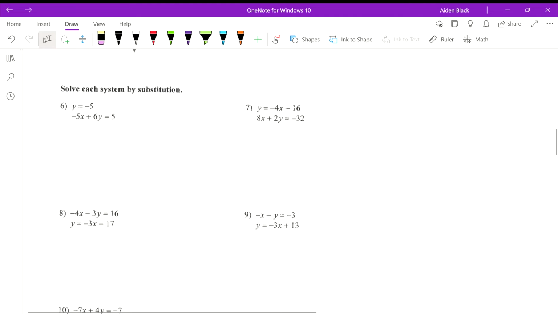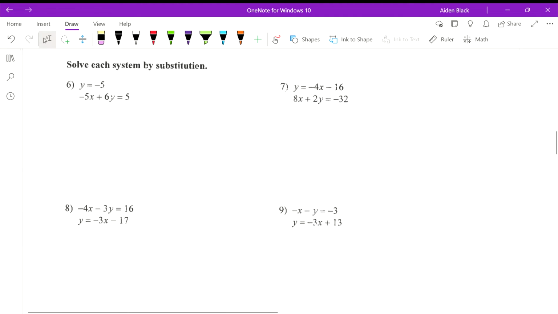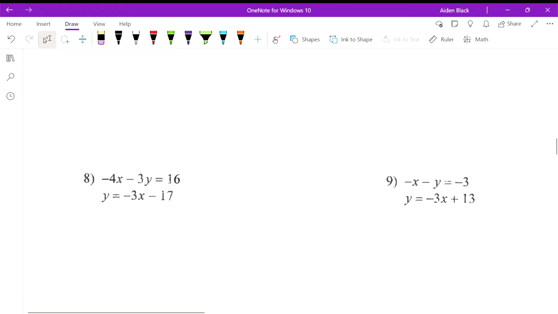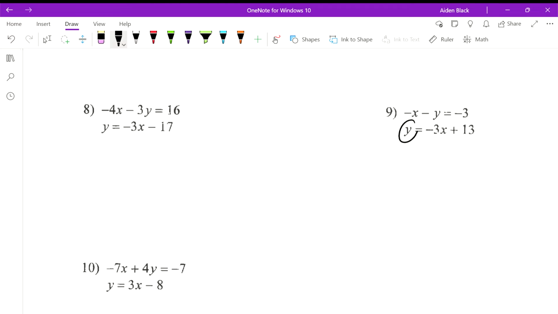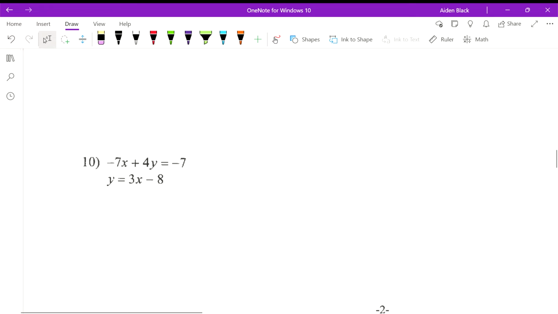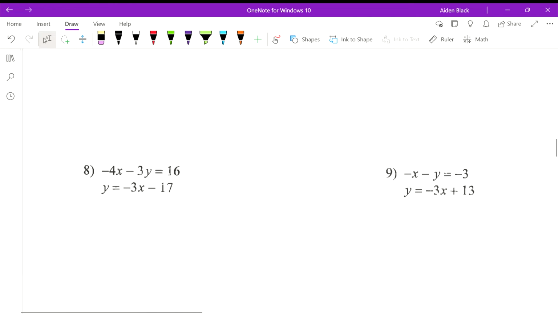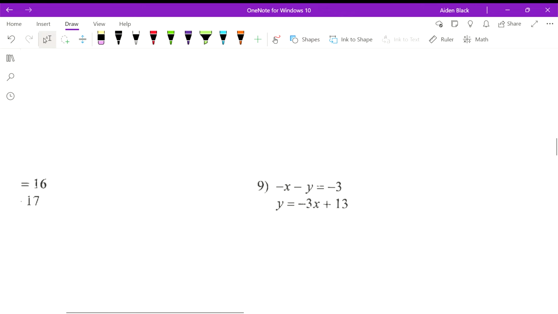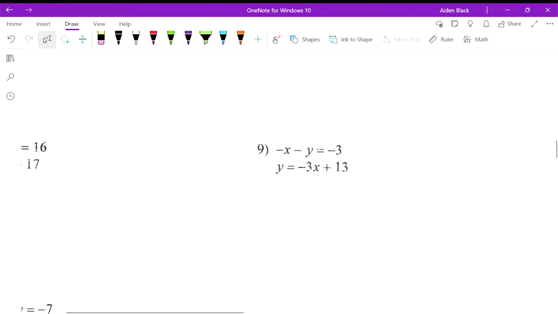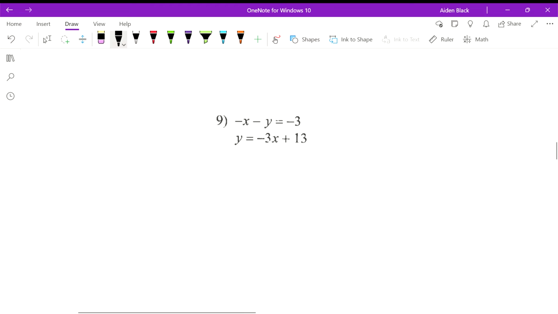Okay, let's look at solving each system by substitution. So these ones look nice because they all already have an isolated variable, and that's really what you want. So there's an isolated variable there, there it is there, this one isolated, and this allows you to just plug in what that's equal to. So it looks like in all these cases we already have an isolated variable. It could be x, it could be y. In this case, I'll just do number 9.